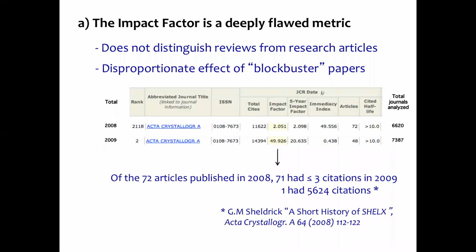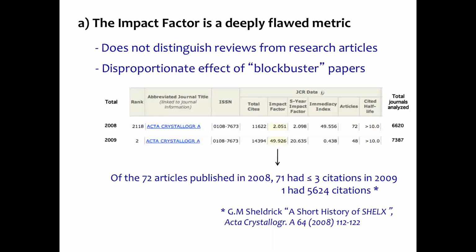The answer is that there were 72 articles published in 2009. 71 of these were cited 3 times or less, but one of them had 5,624 citations. And that one article was enough to bump this journal up above Nature, Science, and Cell. It's an article about software for solving crystal structures from single crystals, where Sheldrick, the guy who developed the software, has directed the crystallography community to refer to that as the key citation. So that one article bumped them from 2 to 12.